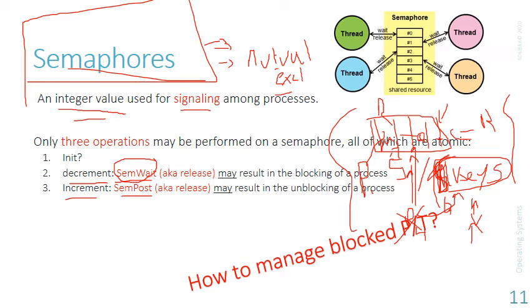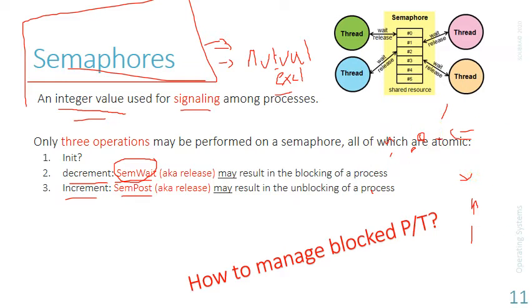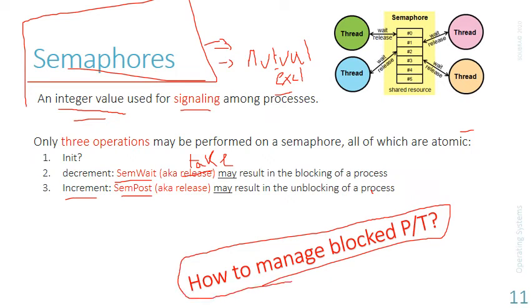Right, so this is wrong. This should be called sem_take. We're trying to take a semaphore. Voila. So how to manage blocked processes, and what is true about processes is also true about threads.